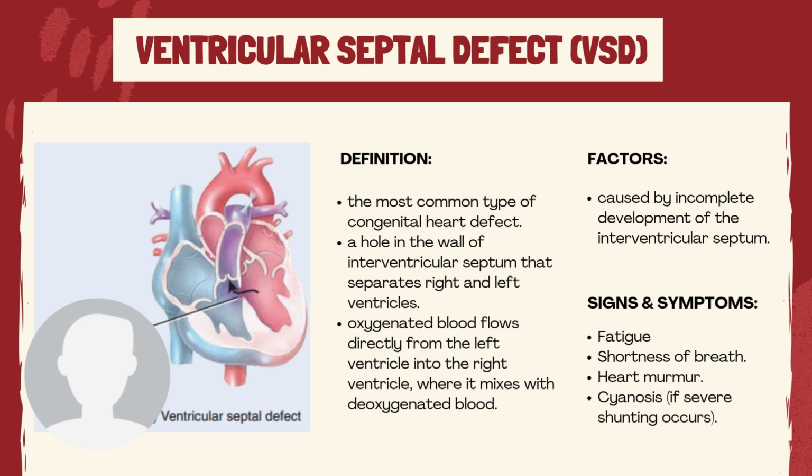VSD is the most common type of congenital heart defect. It is a hole in the wall of the interventricular septum that separates the right and left ventricle. The oxygenated blood flows directly from the left ventricle into the right ventricle, where it mixes with the deoxygenated blood. VSD is caused by incomplete development of the interventricular septum. The signs and symptoms are fatigue, shortness of breath, heart murmur, and cyanosis if severe shunting occurs.